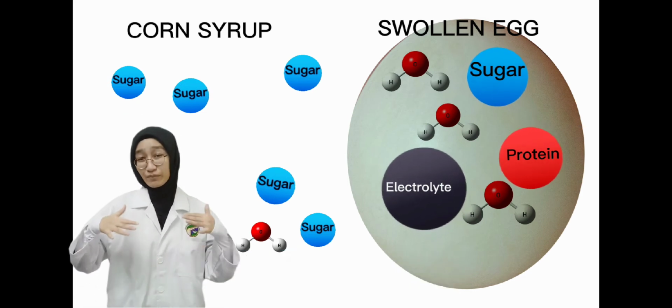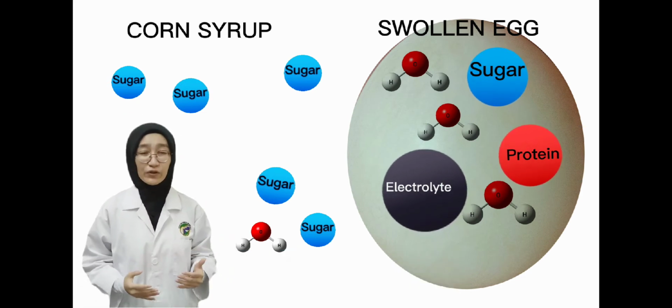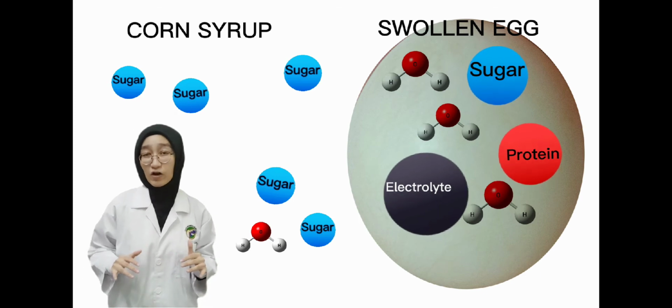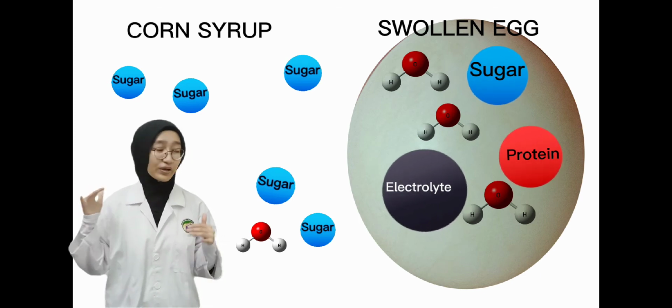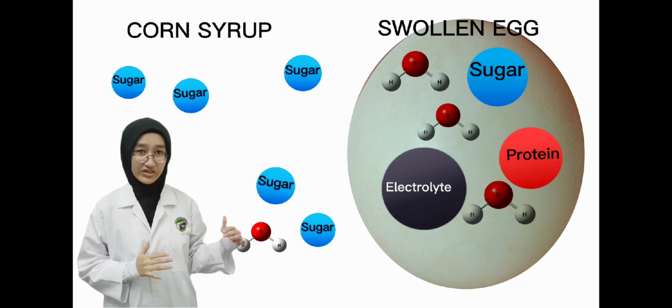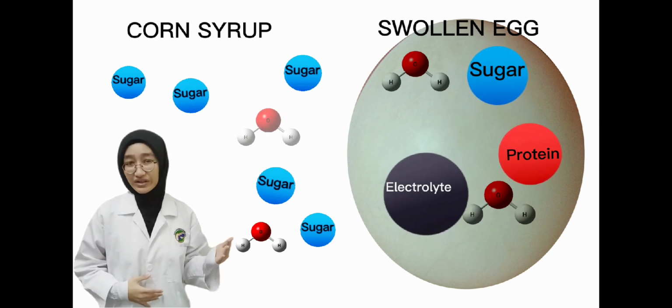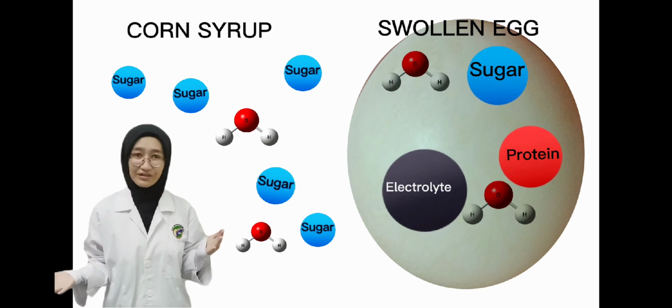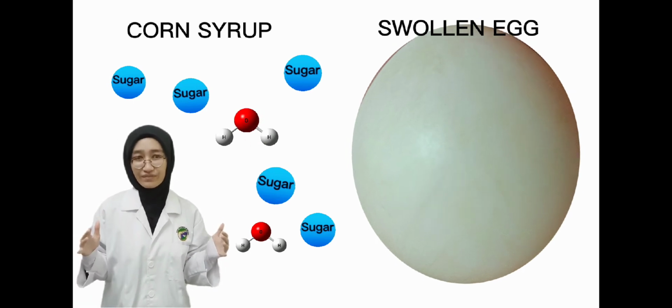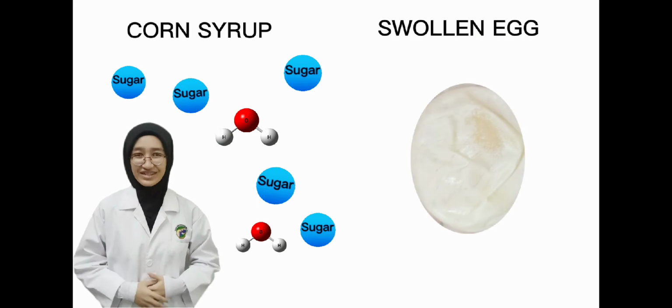Since there is an imbalance in the molecules, the water molecules travel from an area of high water concentration to an area of low water concentration. It means that the water molecules leave the swollen egg and go into the corn syrup. As a result, the swollen egg shriveled and shrank.